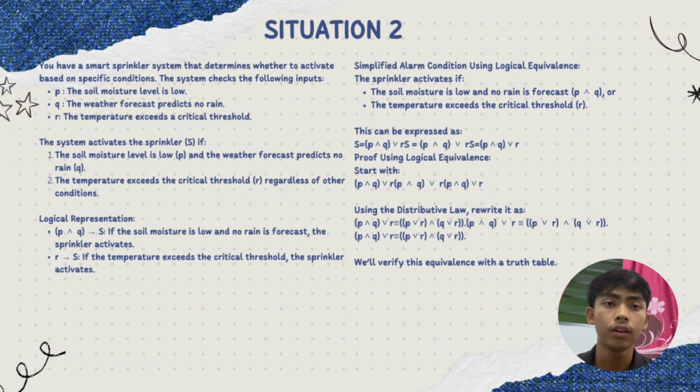So to verify this logical formula, we use logical equivalence by applying the distributive law. We can rewrite the expression (P and Q) or R as equivalent to (P or R) and (Q or R). So this alternate form divides the decision making into two separate checks: either the soil is dry or the temperature is too high, P or R, and the second one, either no rain is forecast or the temperature is too high, Q or R.